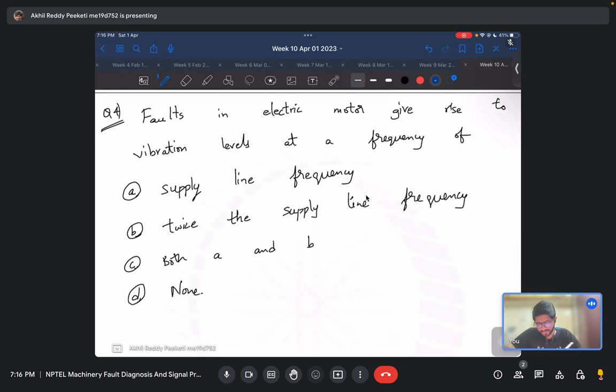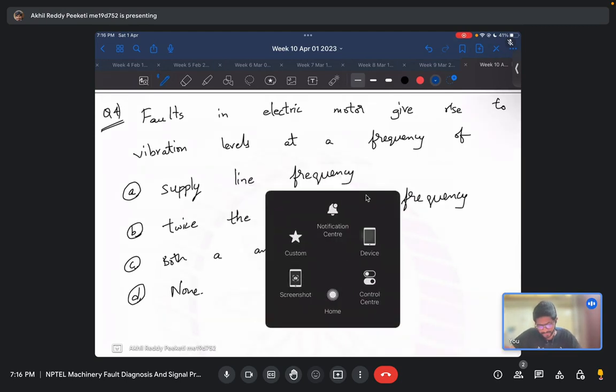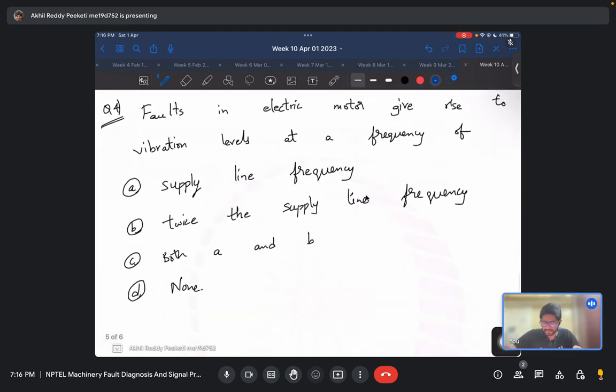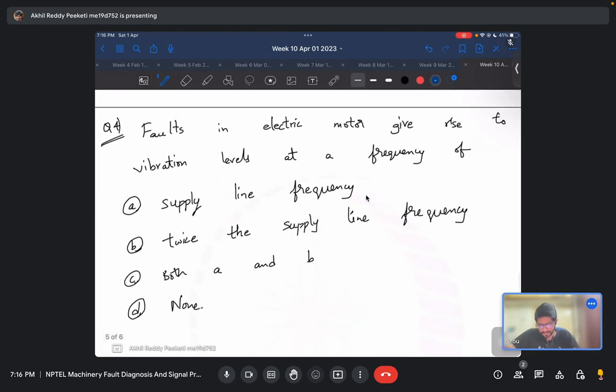So when we have a fault in an electric motor, at which frequencies does the vibration get generated? Whether at the supply line frequency, or twice the supply line frequency, or both frequencies. So a fault in an electric motor gives rise to vibration levels at a frequency of... So the answer is twice the supply frequency.